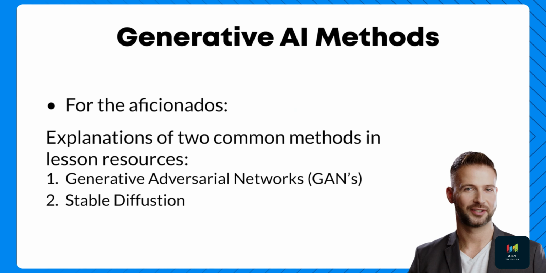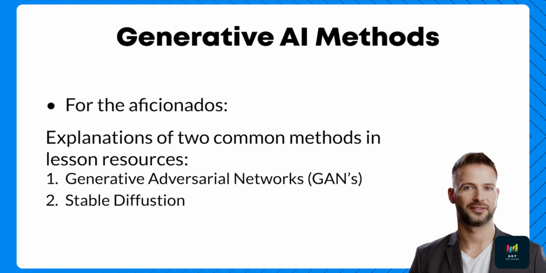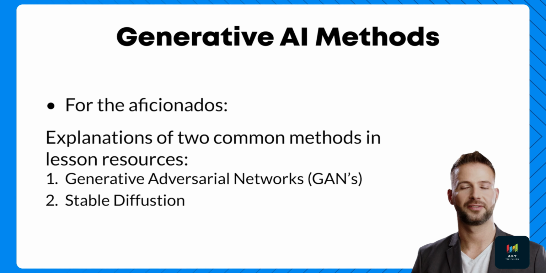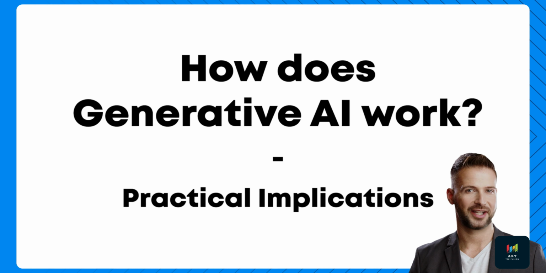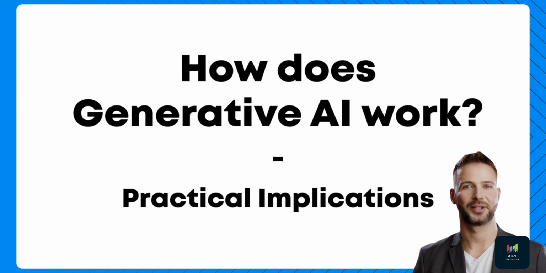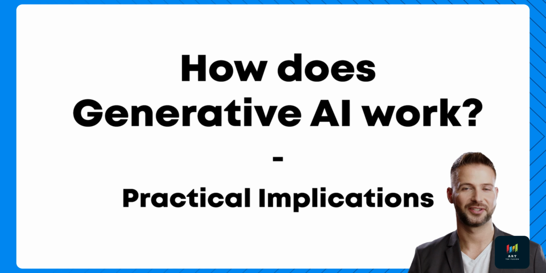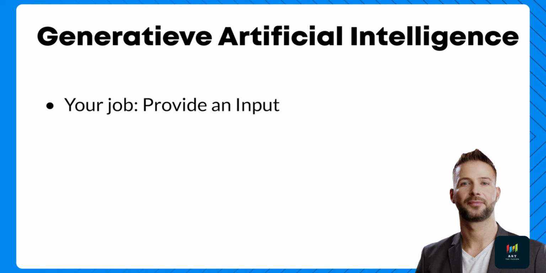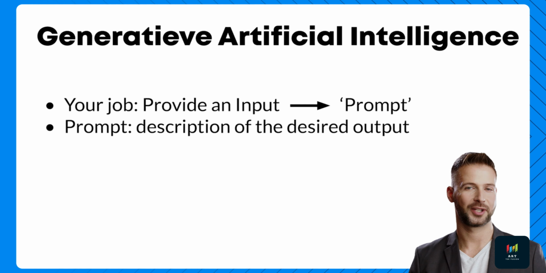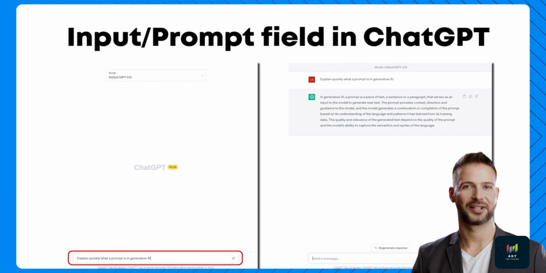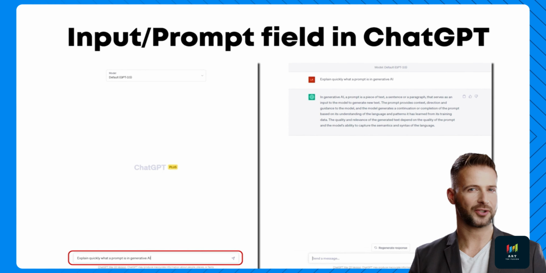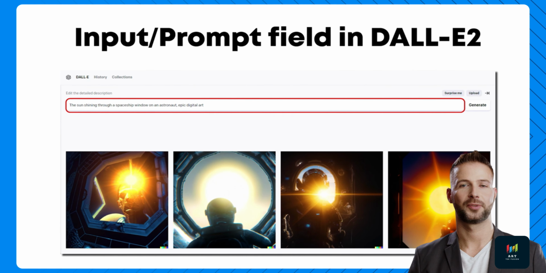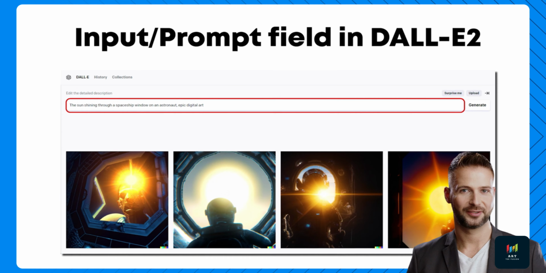There are multiple techniques used in generative AI to achieve this, but we won't go into that in this course. But for now, let's look at some of the practical implications of generative AI that actually affect how we can use these models effectively. For all generative AI, you first have to provide an input. This input is the prompt, that is a description of the desired output. In ChatGPT, the text you put in is the prompt. In DALL-E or Midjourney, the input or prompt is your description of the image you want to generate.